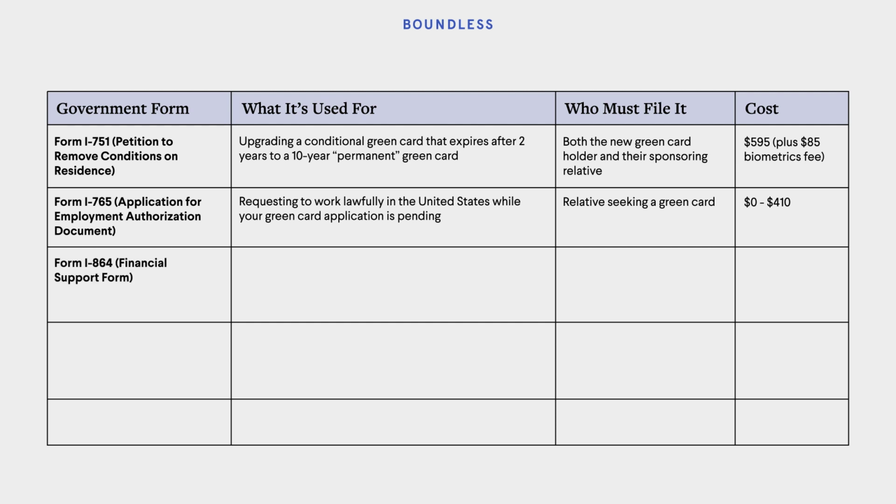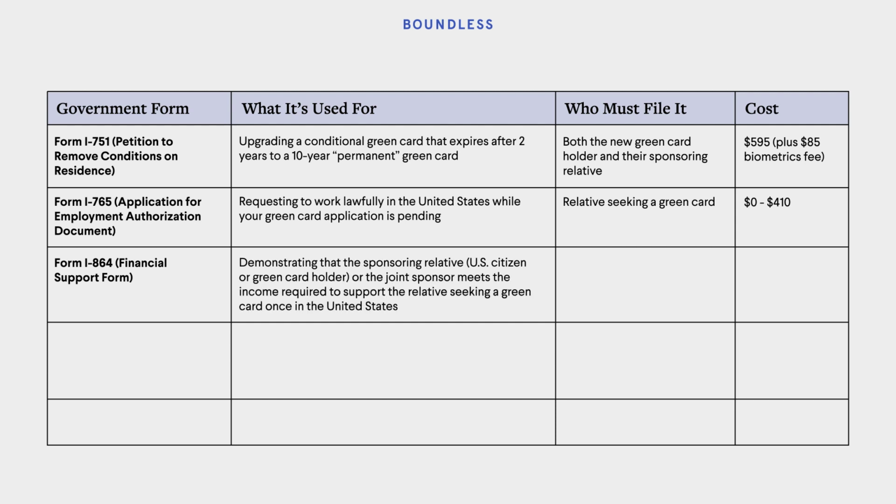Form I-864, Financial Support Form. This form is to show that the sponsoring relative or joint sponsor meets the income requirements to support the relative seeking the green card once in the United States. The sponsoring relative or joint sponsor will file it. This form is $0.